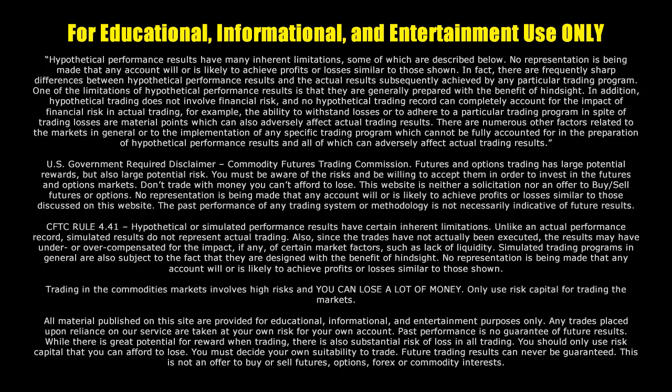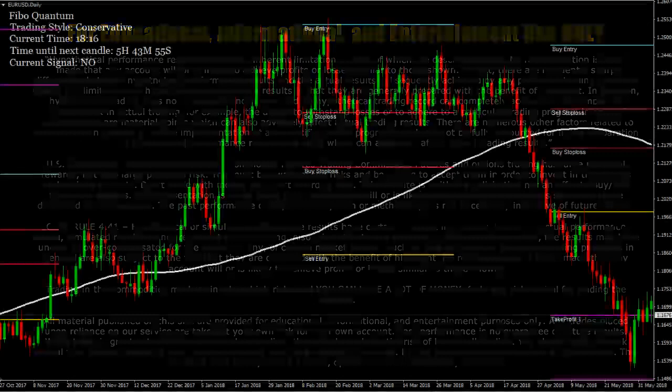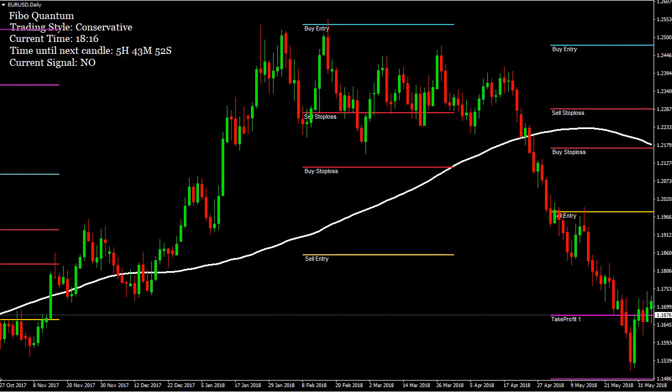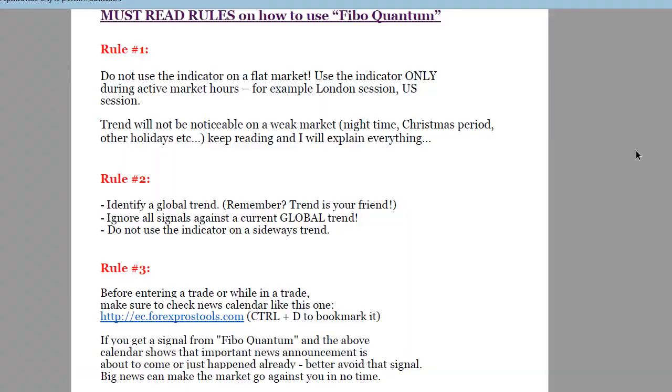So I wanted to circle back over to Fibo Quantum, and for this video I'm going to use the daily chart of the Euro US dollar. And before we get started, just remember this is the 100 period simple moving average that I'm using for trend determination. And we're going to take a look at what I'm talking about.